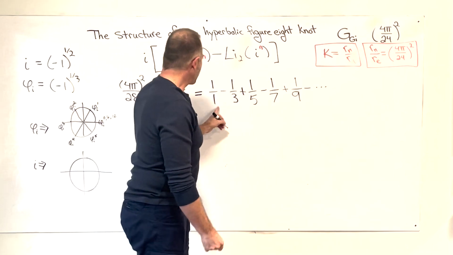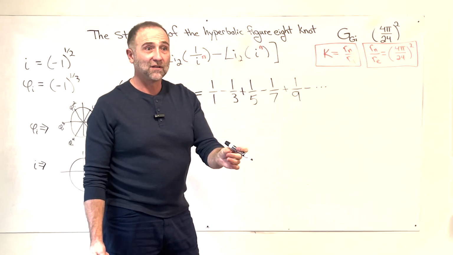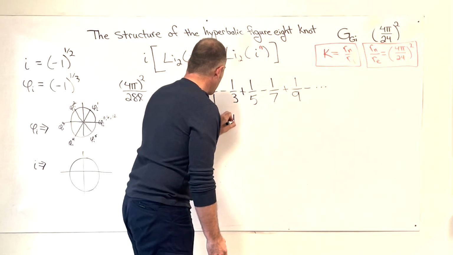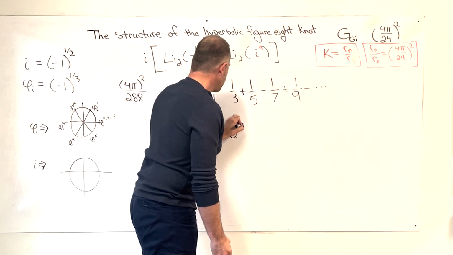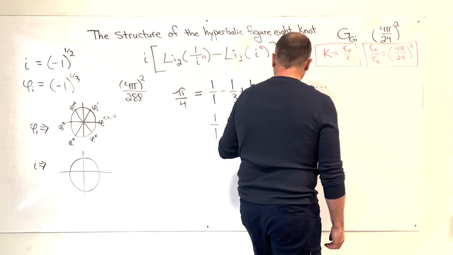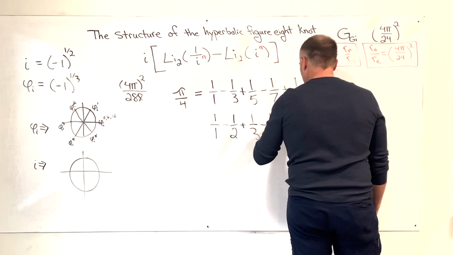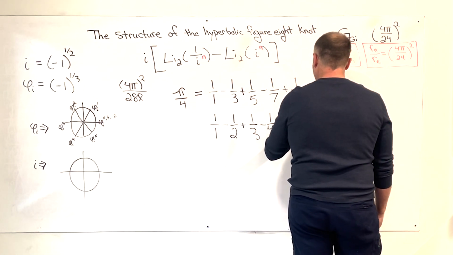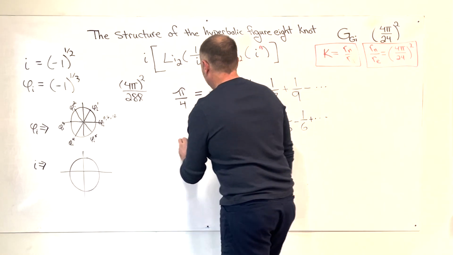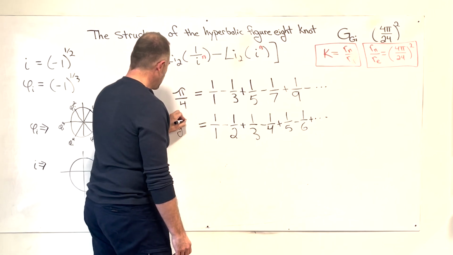Maybe you might say, well, instead of just taking the odds, why don't you just take all the numbers? Seems maybe in some way simpler. Let's say 1 over 1 minus 1 over 2 plus 1 over 3 minus 1 over 4, plus 1 over 5, and so on. This one is now the natural log of 2.